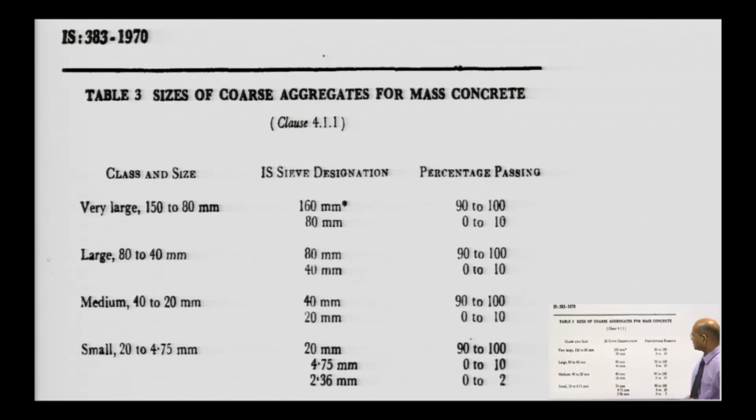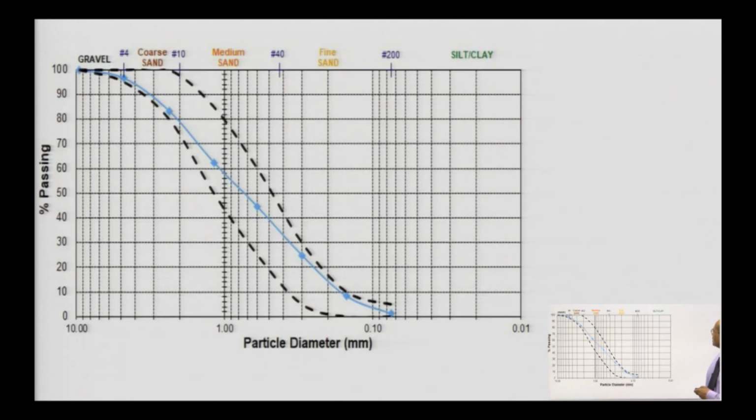So, this is for mass concrete. In mass concrete we use large size aggregate, even 80 mm. Here they have given the classification if you are using it for mass concrete. You have to refer; this table has been directly reproduced from IS 383 1970. Similarly, this is the grading curve. This is very, very important. This is the standard grading curve, the all-in aggregate curve.